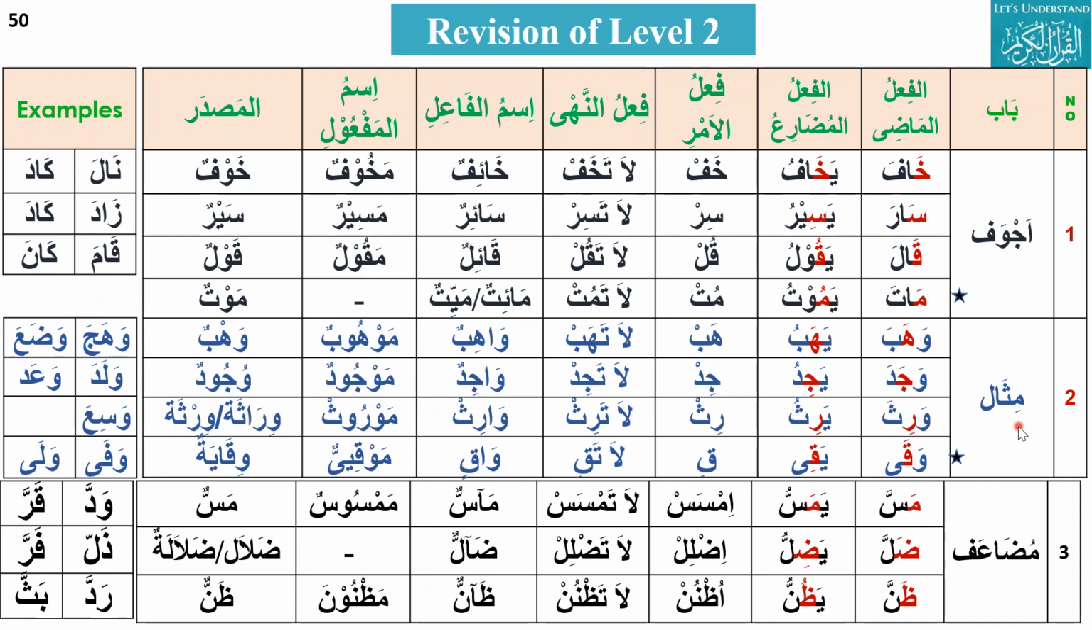Second chapter is Bab Misal. Misal means similar. All the verbs start with the similar letter Waw. First case is Wahaba Yahabu, he granted. Fatha remains Fatha. Second case, Wajada Yajidu, he found. Fatha Kasra. Third case, Warisa Yarisu, he inherited. Kasra Kasra.